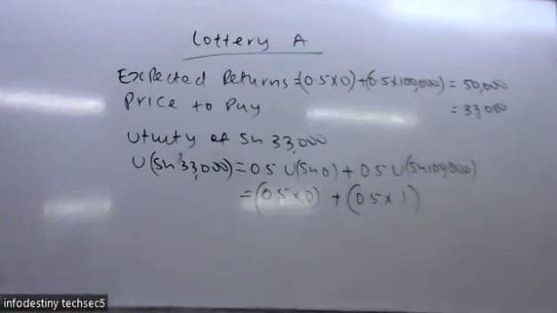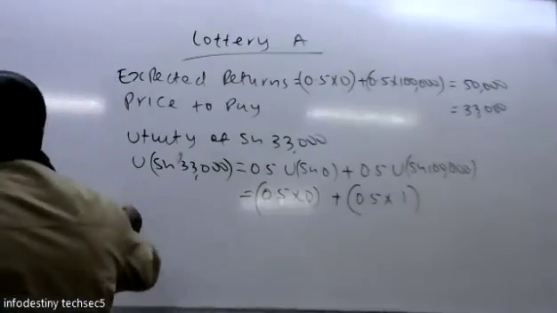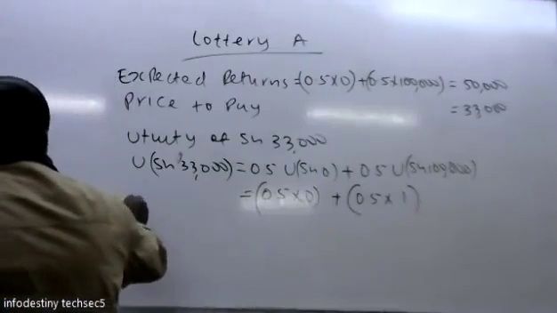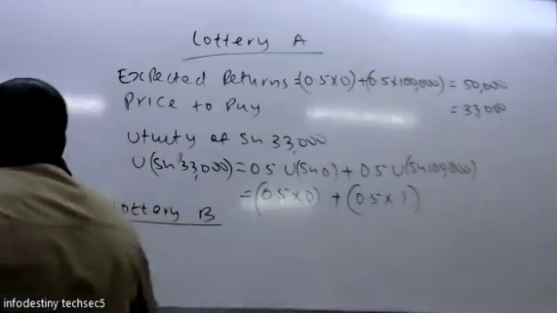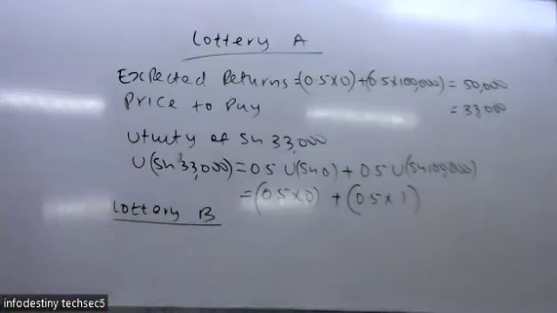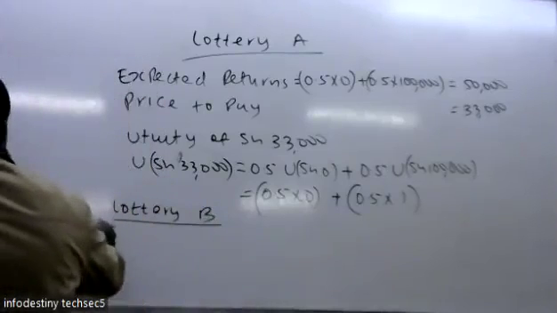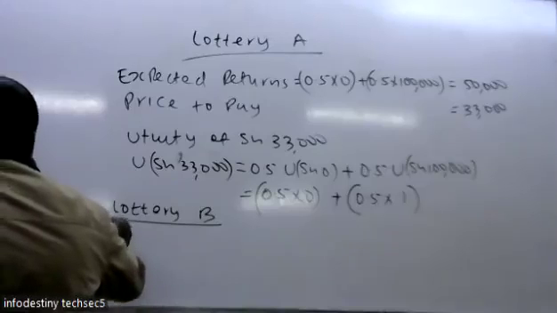So we go to lottery B. When it comes to lottery B, we need the expected returns.